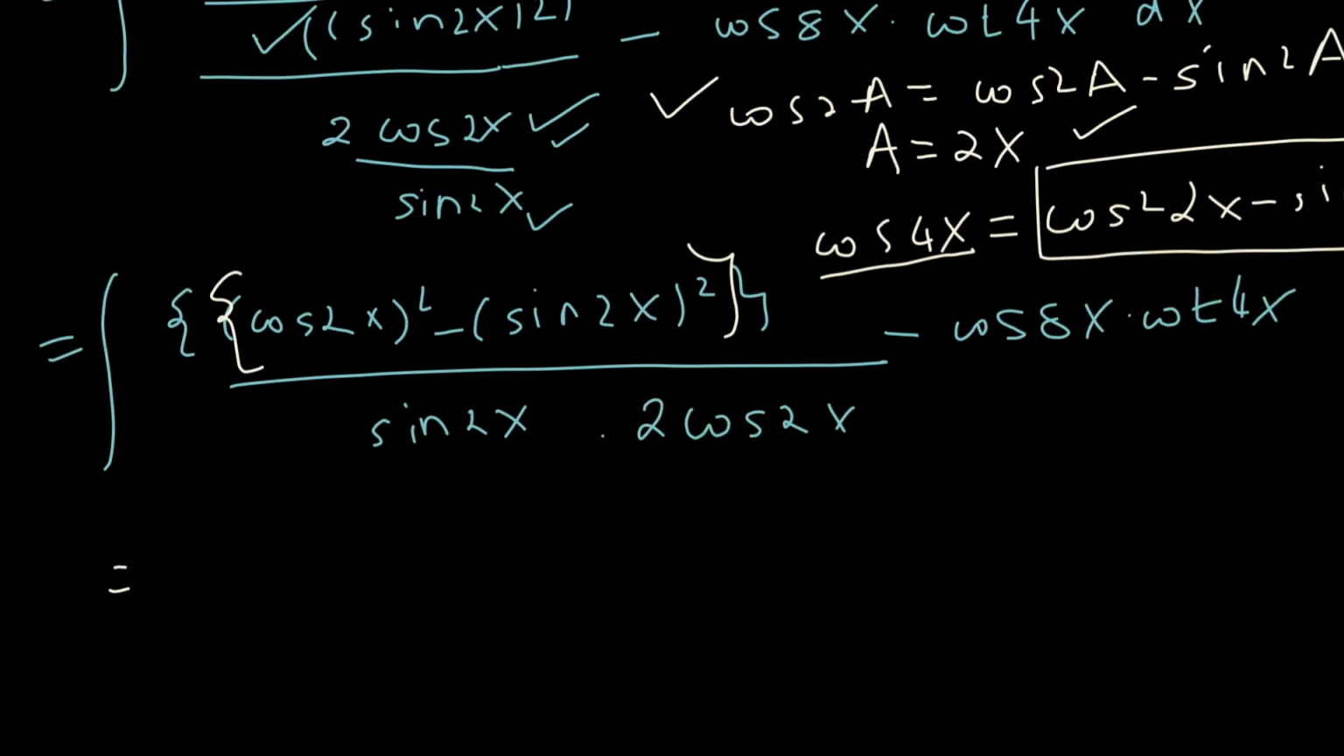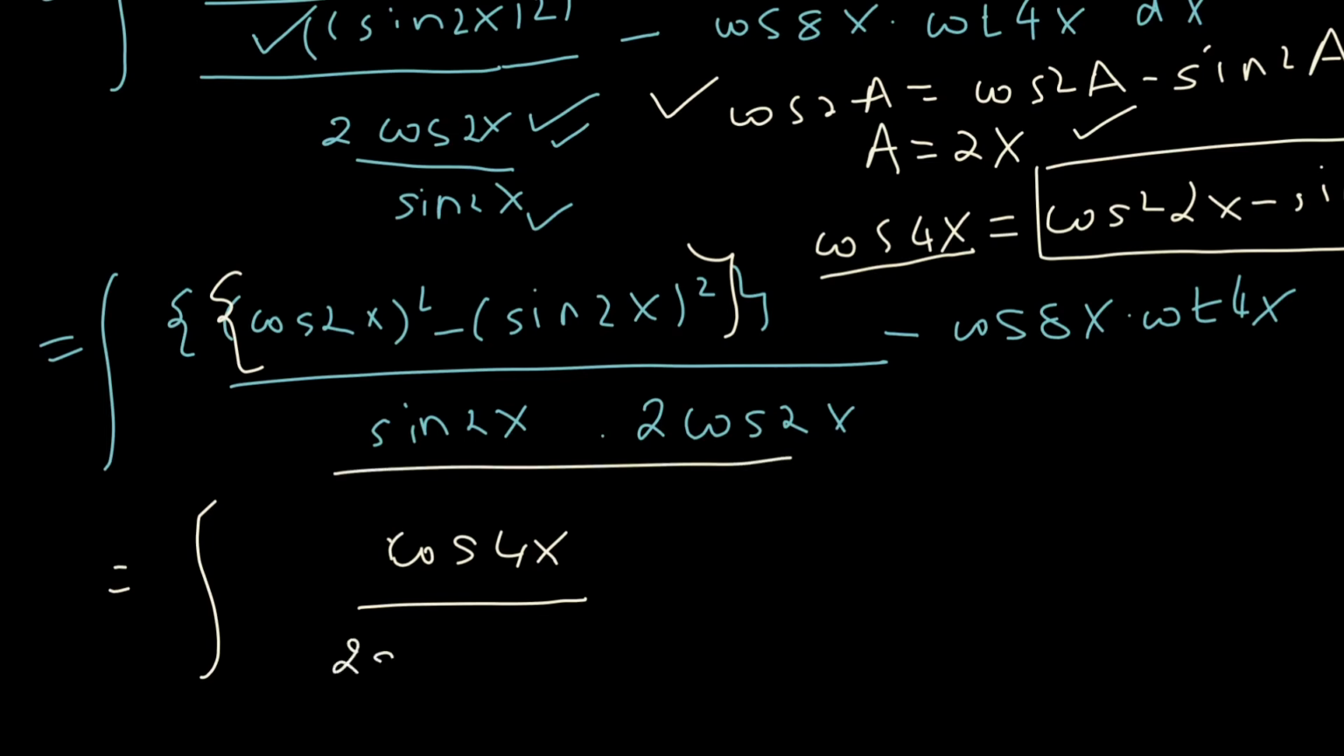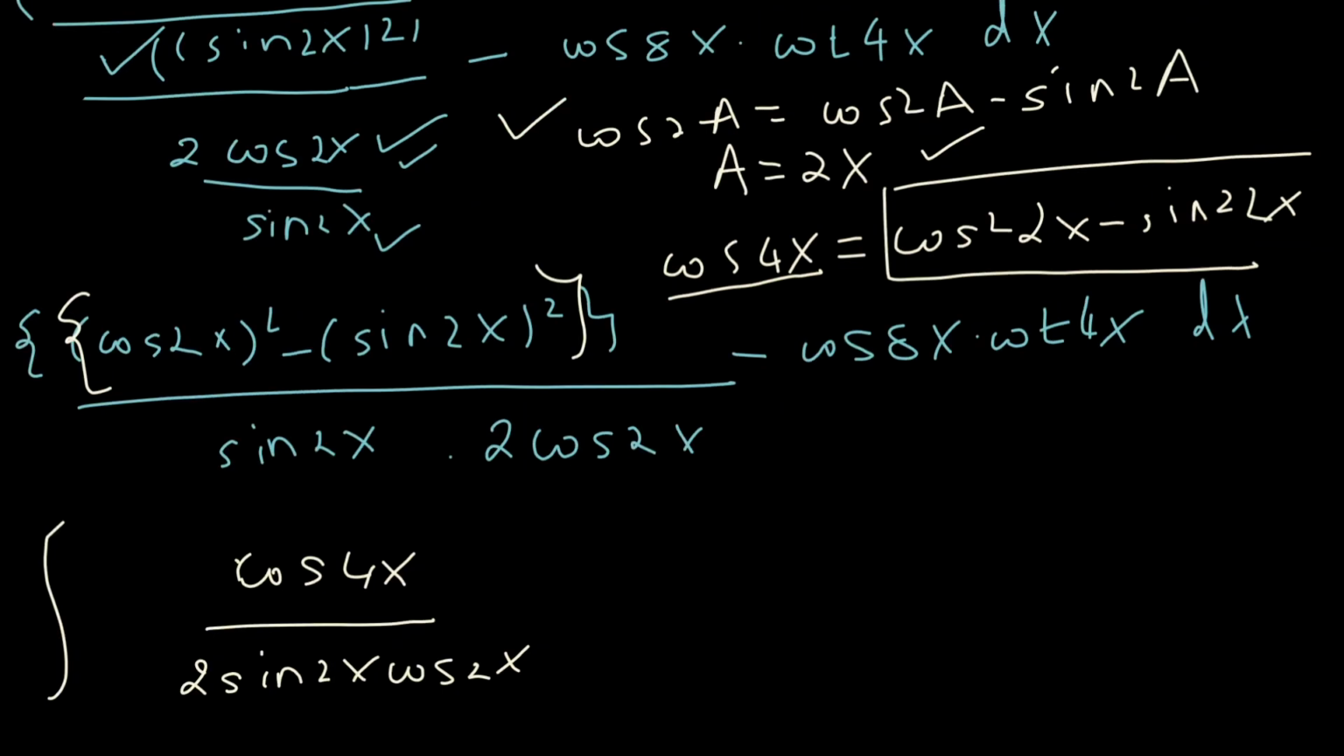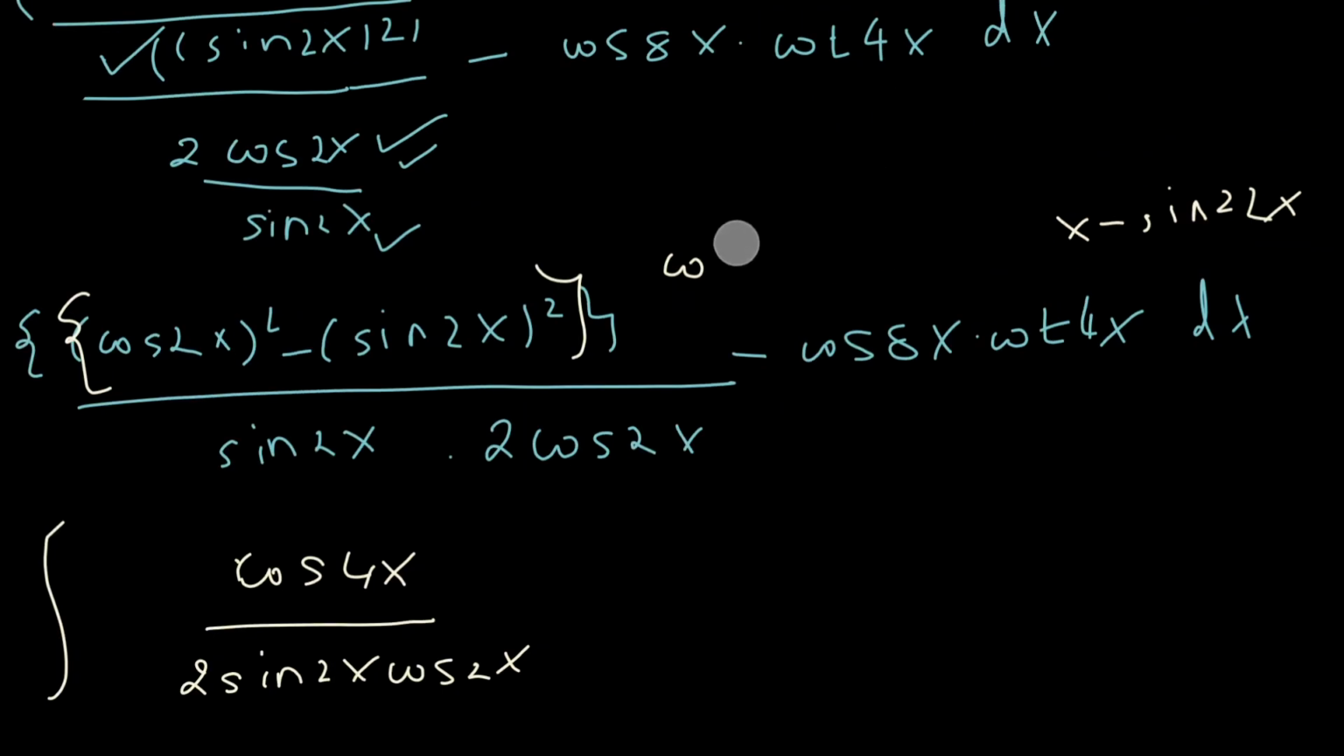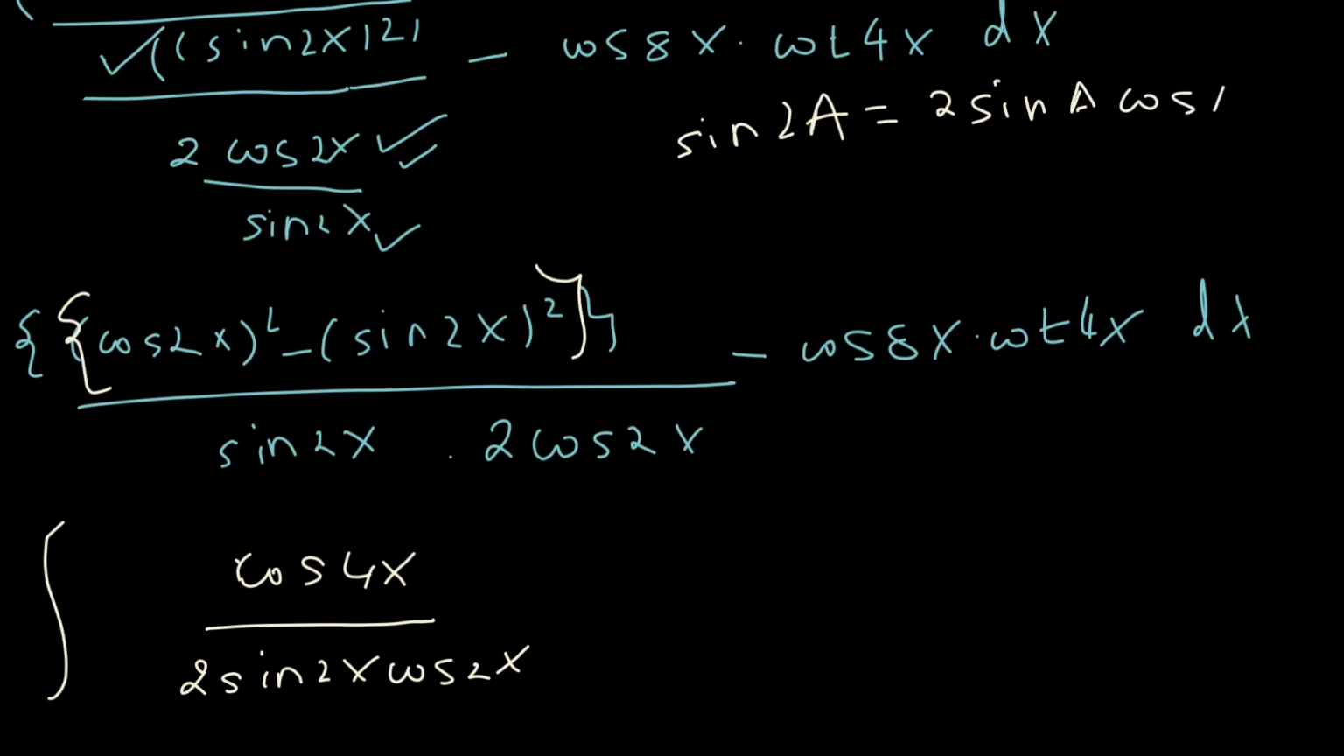Therefore the numerator over here can be replaced with that value, and it is going to be cos of 4x divided by, in the denominator we are left with this thing, that is 2 times sine of 2x into cos of 2x. Now we will again take help of a trigonometric identity, and this time the identity is of sine of 2a, that is 2 times sine a into cos a.